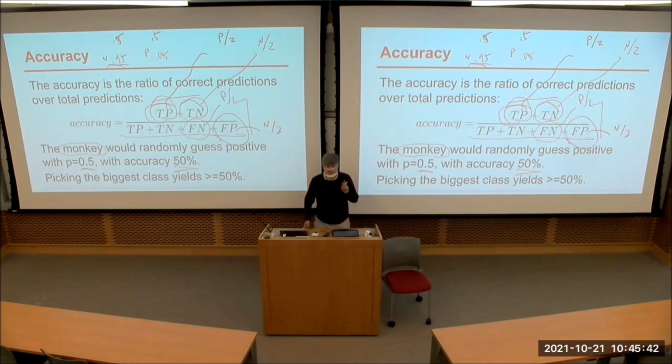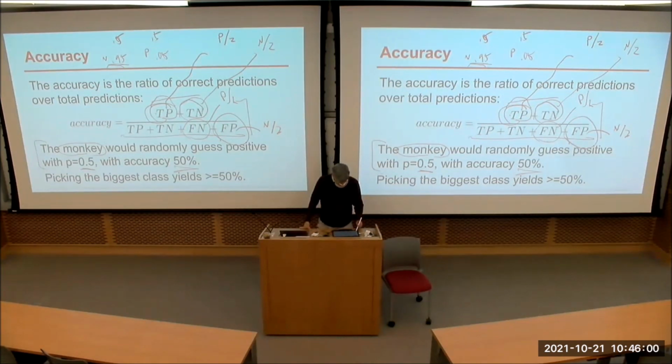If you work that out, the accuracy is going to come out to be a half, regardless of what the split is between p and n, if you flip your coin randomly. Any questions?